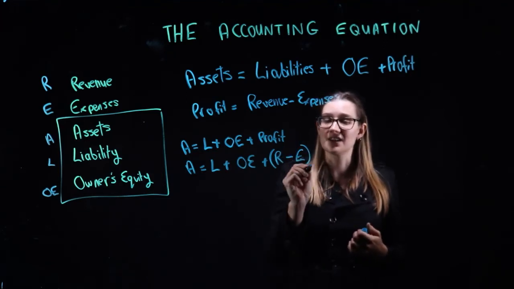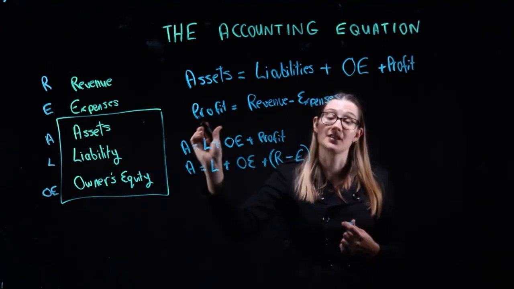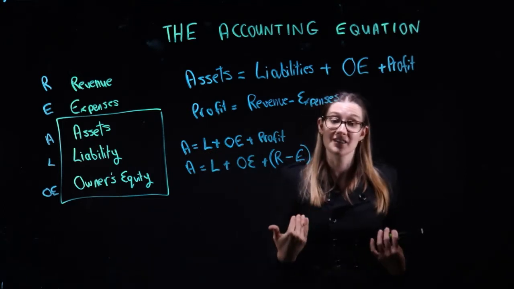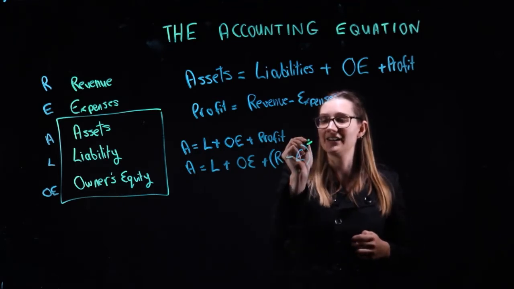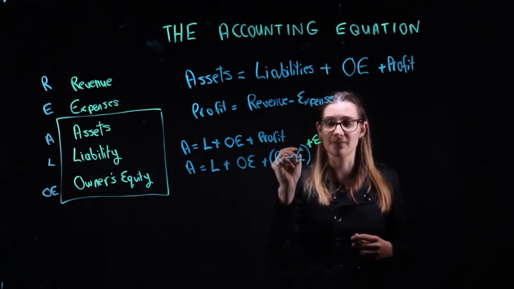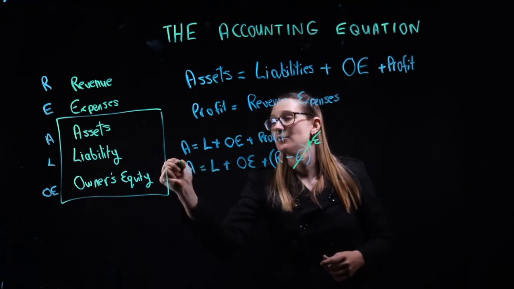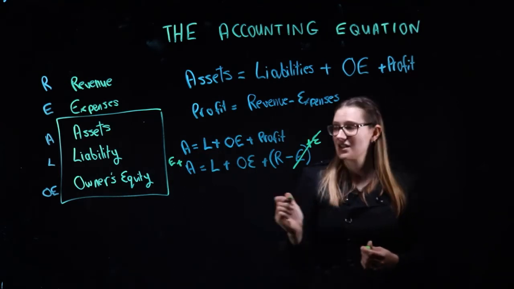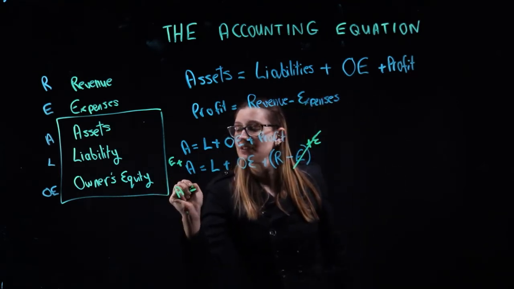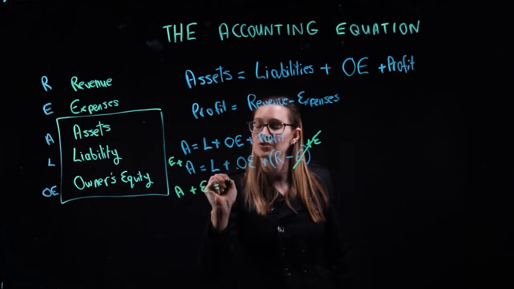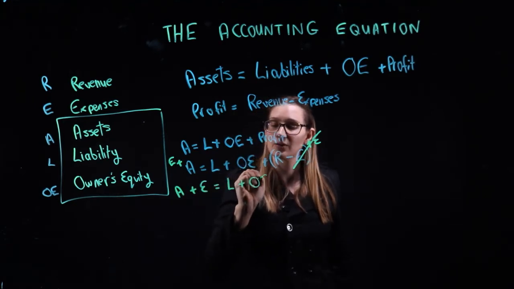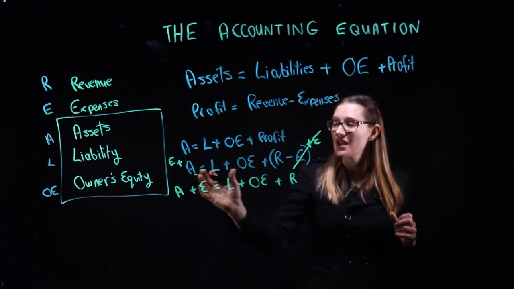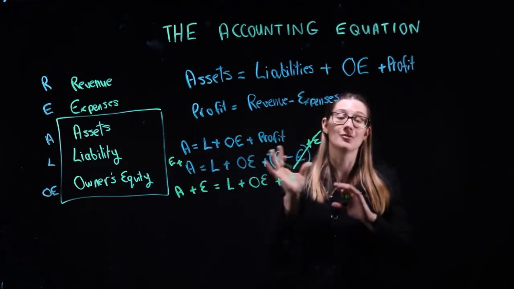As I said, I want one side to equal the other side. So I often want to have expenses, not on this side as a negative, but on the other side as a positive. Remember when you do algebra, what you do to one side, you do to the other side. So over here, I would add expenses, and that would cancel that out and make it like it doesn't exist anymore. And then I would go plus expenses on the opposite side. So what I now get is my assets plus expenses is equal to liabilities plus owner's equity plus revenue.